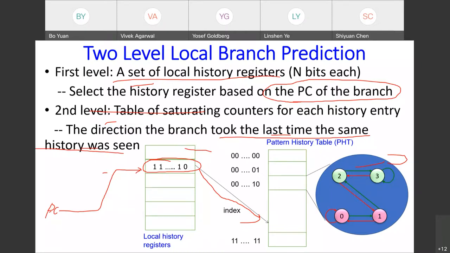No questions. Then I have one question for you. What are the pros and cons of the two-level global branch prediction and the two-level local branch prediction, as compared to the 1-bit or 2-bit? Any ideas?